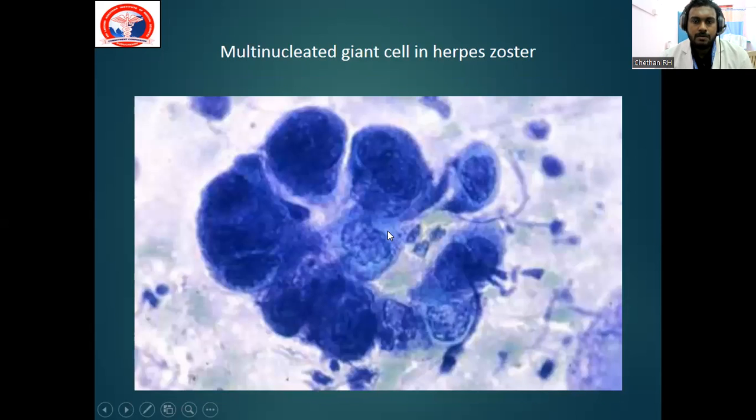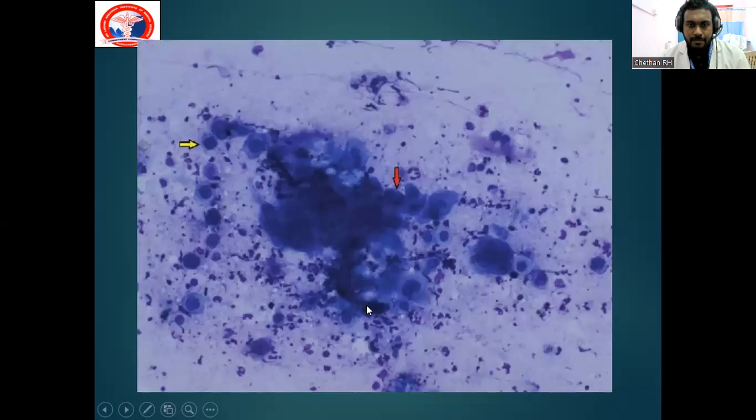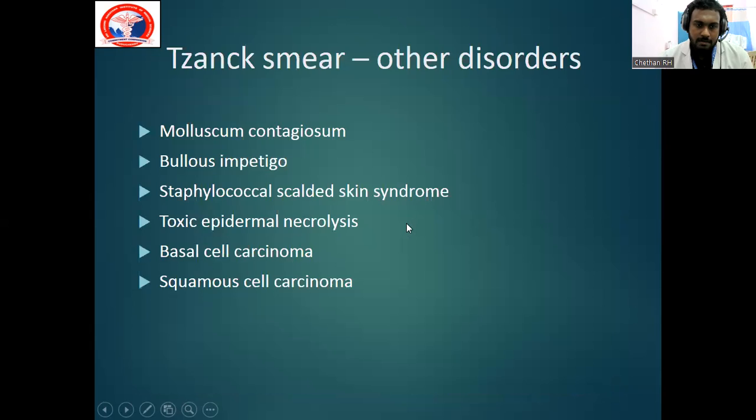In case of herpes zoster and herpes simplex, you will see something called a multinucleate giant cell. You see that multiple cells are fused together, and it appears as though they have formed a single cell, and you can see there are multiple nuclei which appear close together. So this is called a multinucleate giant cell. Here again there is a multinucleate giant cell which is seen in herpes zoster.